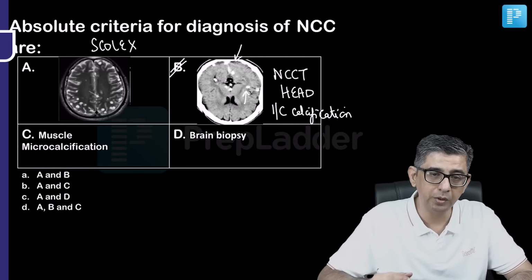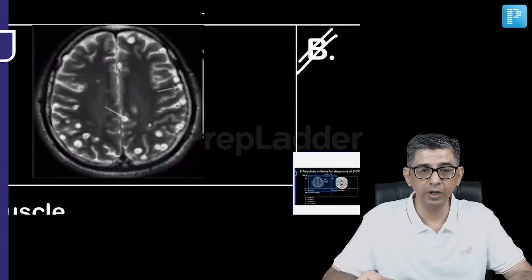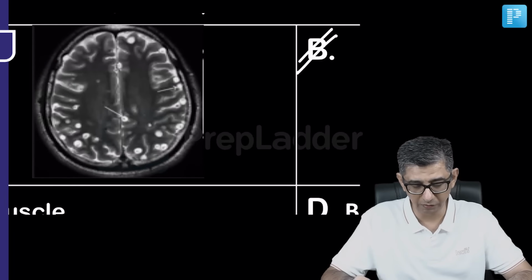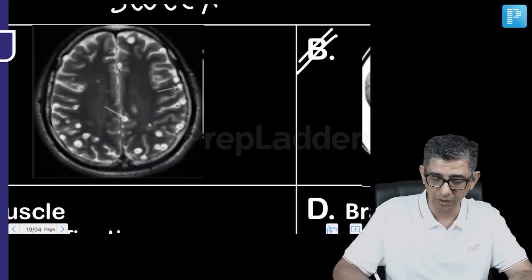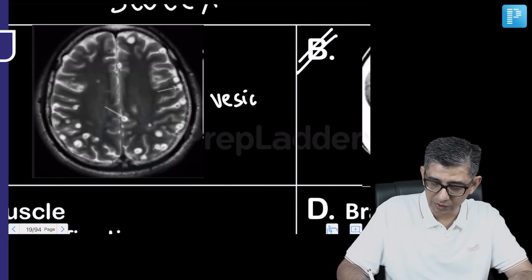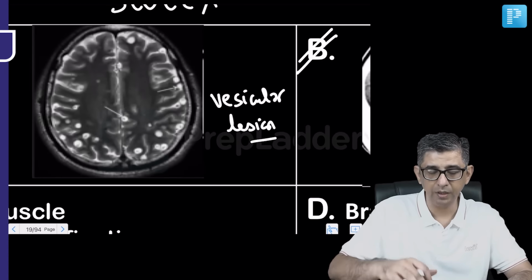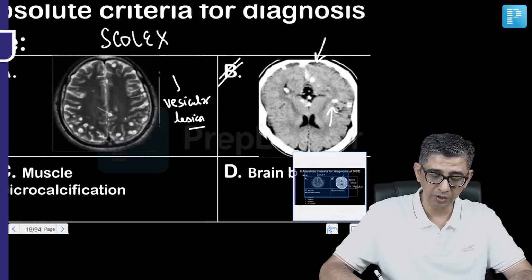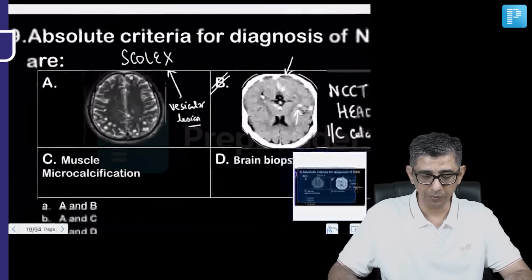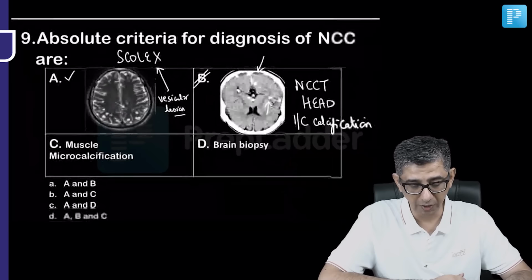But when it comes to option A, MRI head, this is what my students told me, that they were able to make out a vesicular region. So once I say that this is an MRI head and there is a vesicular lesion present in the image that is shown, this means that there is a developing larva present. So option A is one of the important absolute criteria for diagnosis.